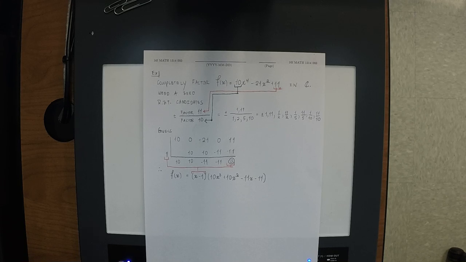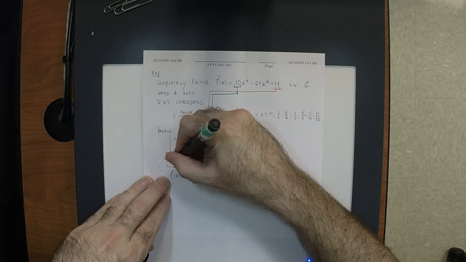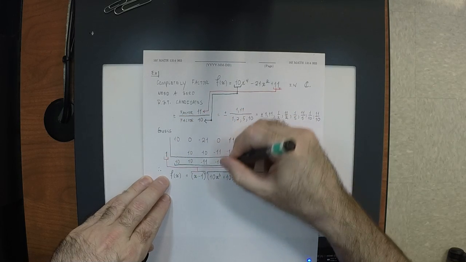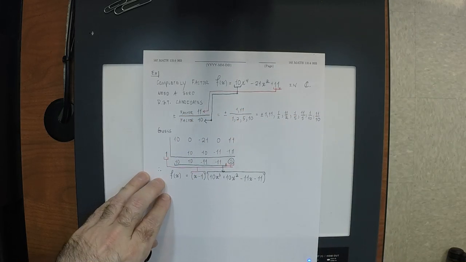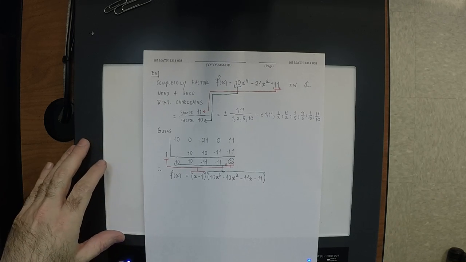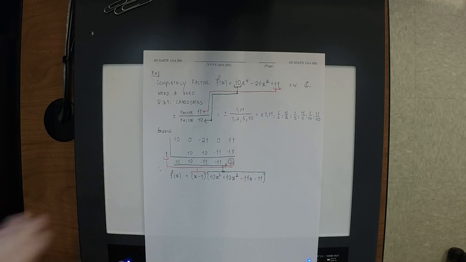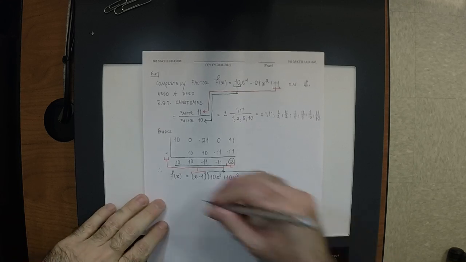So then the other factor came from the coefficients of the quotient. Any questions getting to this position? So have we answered the exercise? No. So what part of the language means that we haven't answered? Completely. Okay. So now we need to factor this.